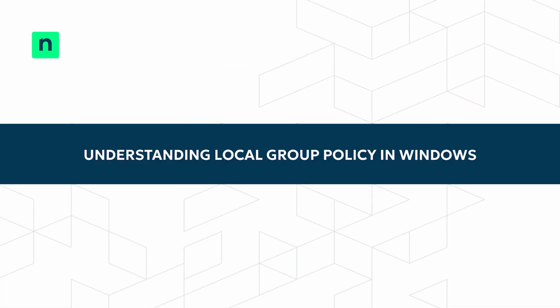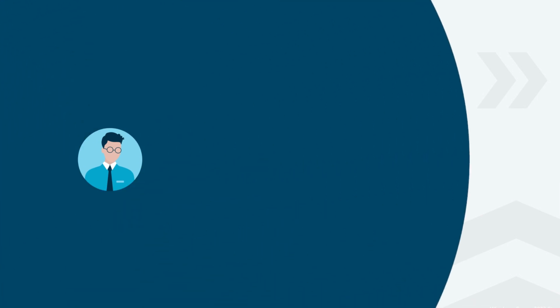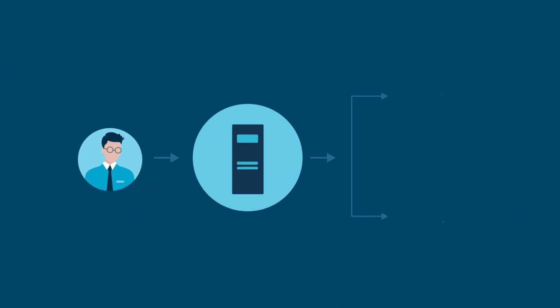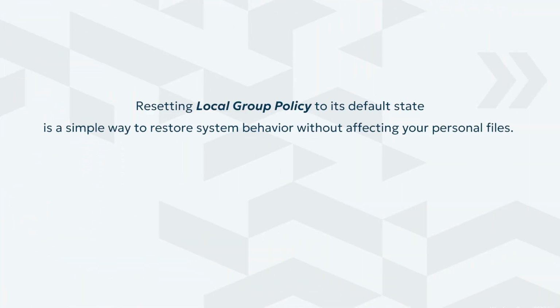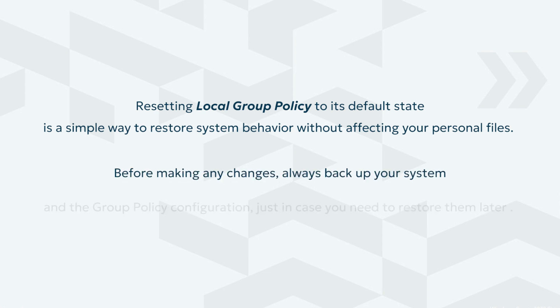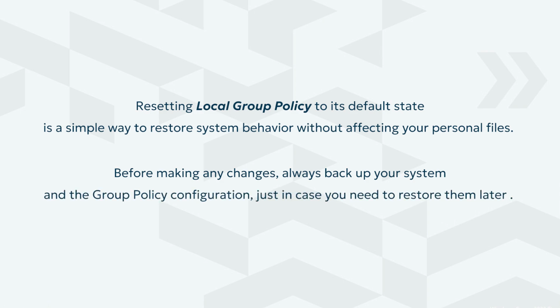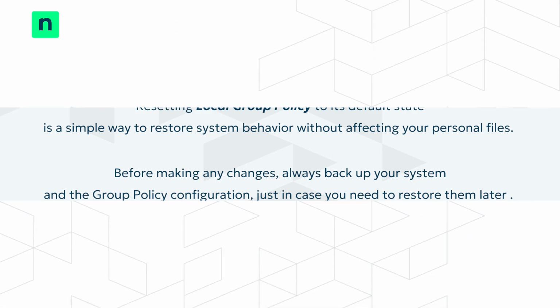Understanding local group policy in Windows. Local group policy in Windows lets you control system, user, and application settings. It's a powerful tool for managing security, blocking apps, configuring permissions, and more. However, if misconfigured, it can cause unexpected behavior or instability. Fortunately, resetting local group policy to its default state is a simple way to restore system behavior without affecting your personal files. Before making any changes, always back up your system and the group policy configuration, just in case you need to restore them later.